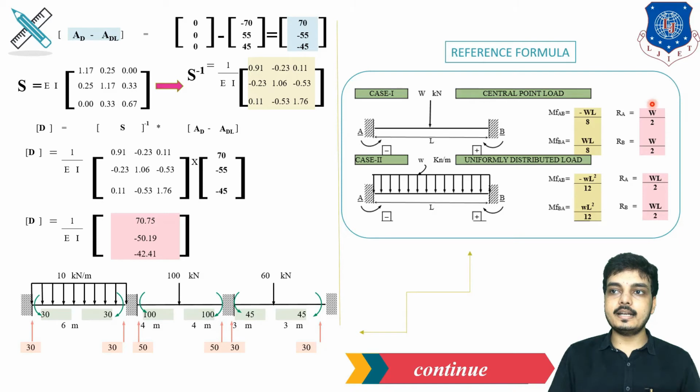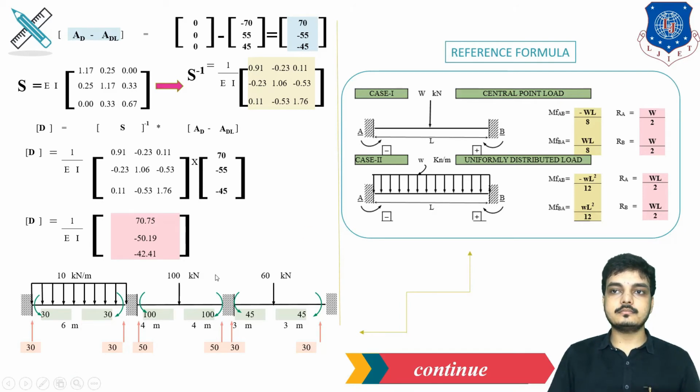Now here you can see this green highlighted area is the moment, and this pink highlighted is for reaction. Let's check. 100 kilonewton has been applied at the center. So we know that reaction will be W by 2. 100 by 2 is nothing but 50, so you can see this 50. 60 by 2 is 30, 30. And for UDL it is WL by 2, which is 10 into 6 equals 60, which is nothing but 30, 30.